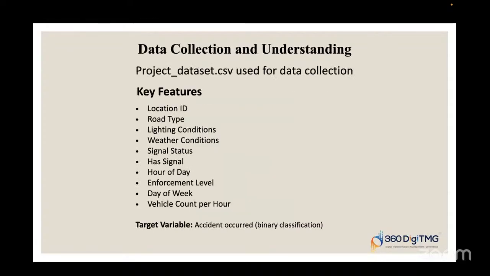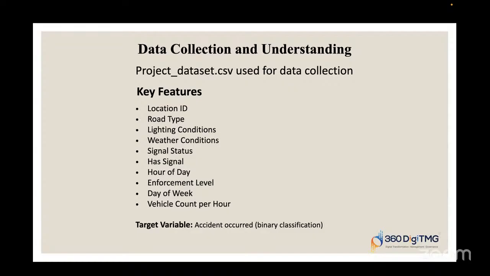When we collected the data, we had columns like location ID, road type, lighting condition, weather condition, and signal status like red, yellow, green. Is there a signal on that particular road? At what time are we doing the analysis? Time of the signal. What does enforcement level mean? Whether government officials, like traffic police, are there or not at that time.